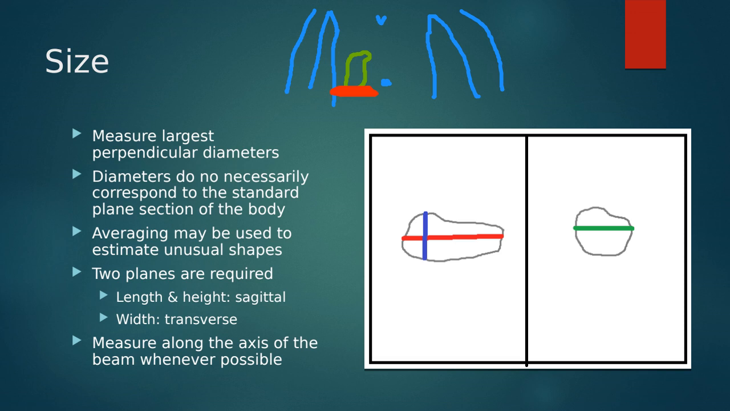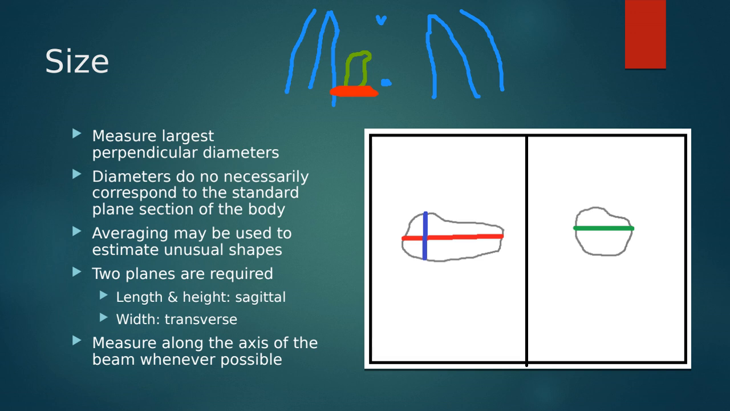So let's look at our diagram here. So we have our elongated mass, we have our red measurement, that's going to be our length, that's going to be our longest measurement. Our blue measurement directly perpendicular to that length, that's going to be our height. Now we change our orientation to that mass to get a cross-section view of it, and that's where we get our width. Okay, so our transverse view.